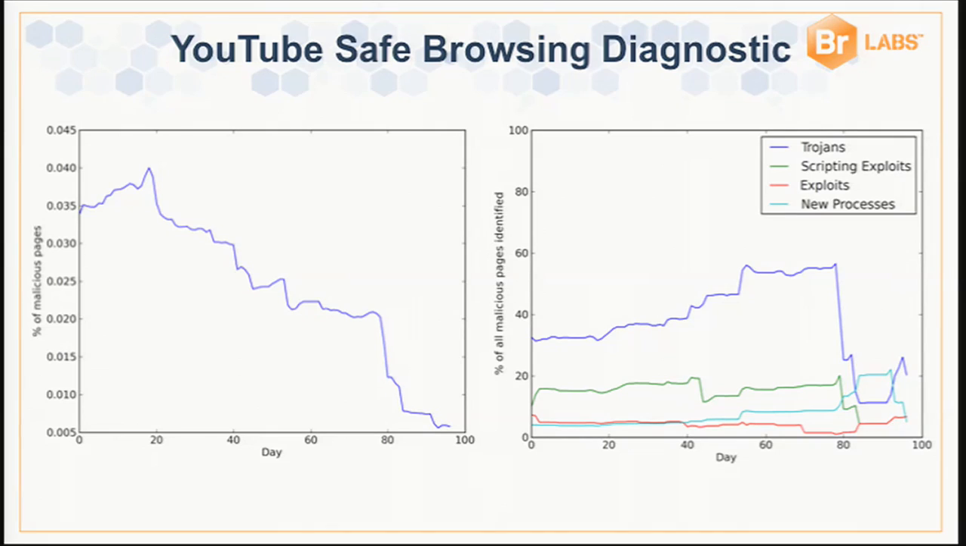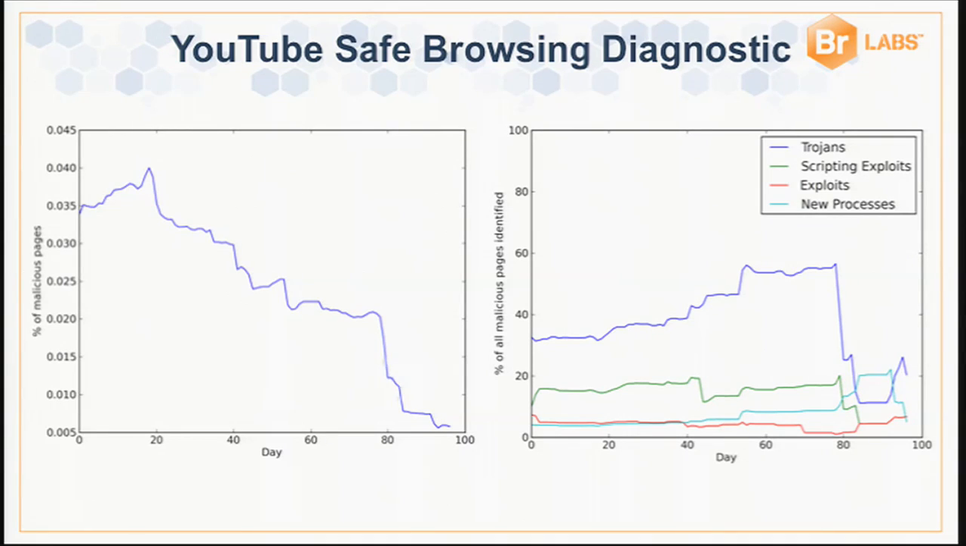The good news is that the trend is in decline, and another piece of good news is that it's actually much less than 1%. However, how many pages are there on YouTube? Probably millions. And if you just get the actual number, it still results in thousands of malicious pages.